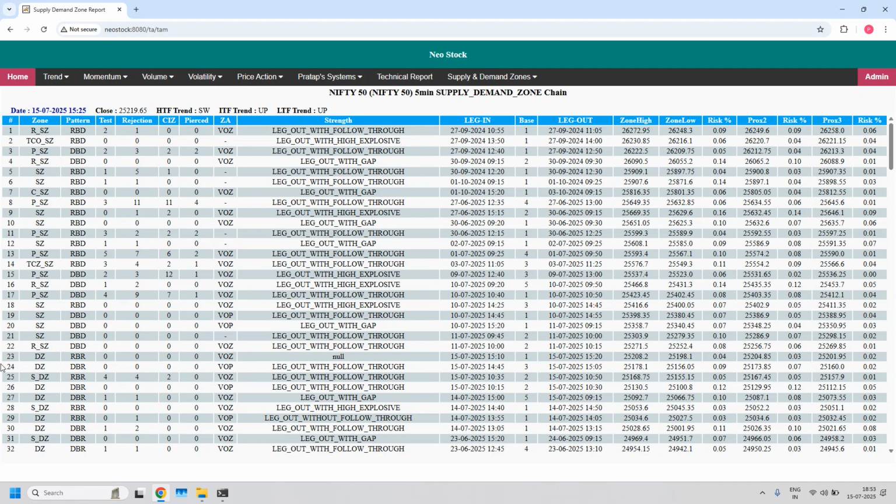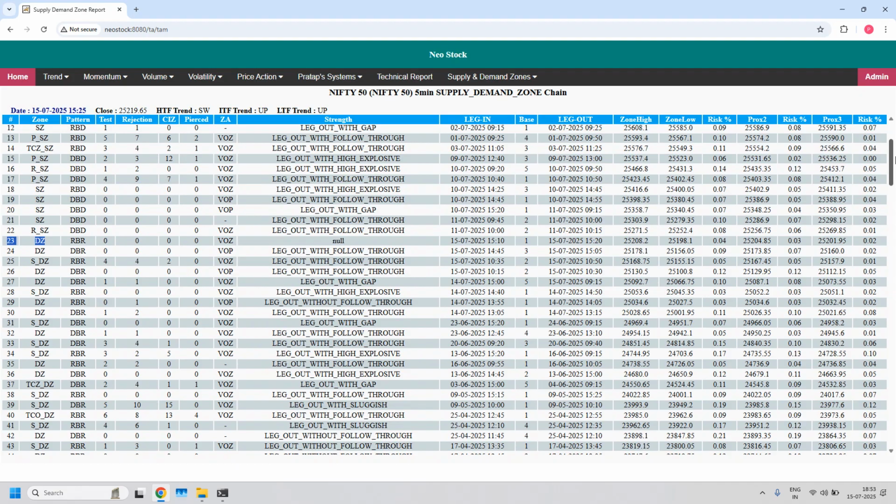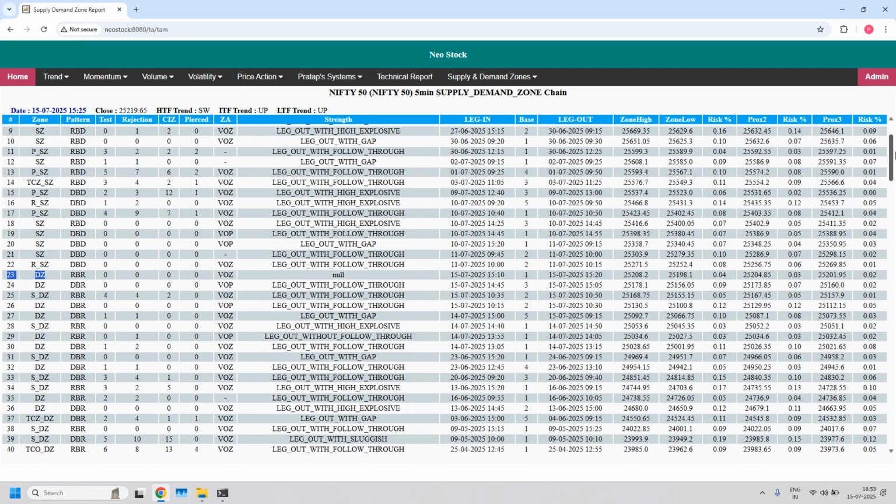And the nearest demand zone to the current closing price is at serial number 23. So I will put it in the middle so that you can access equal number of demand and supply zones. Okay. So this is about NIFTY supply demand zone chain.